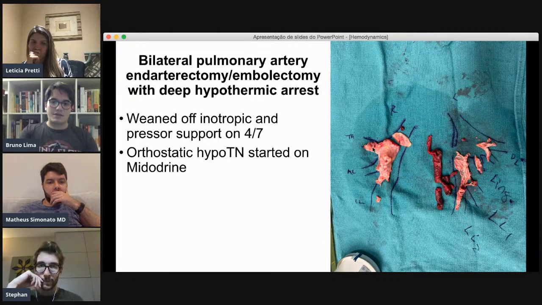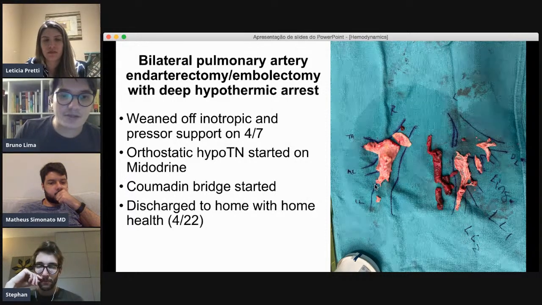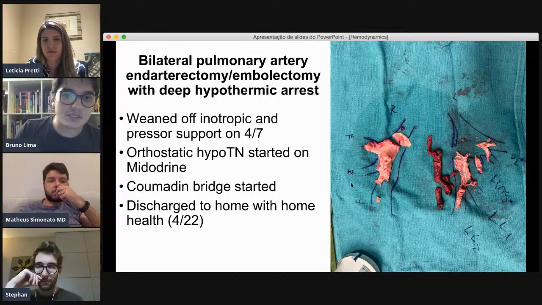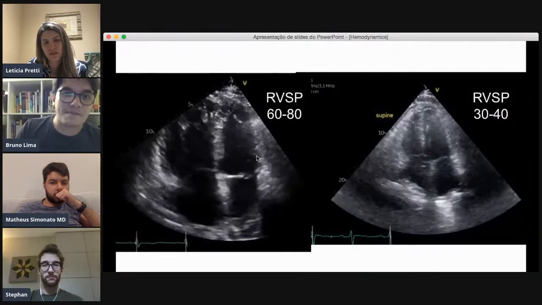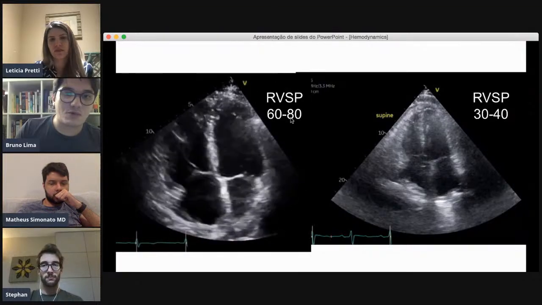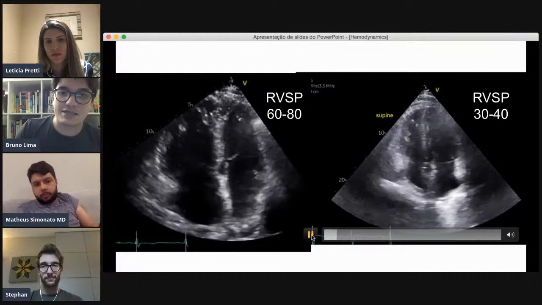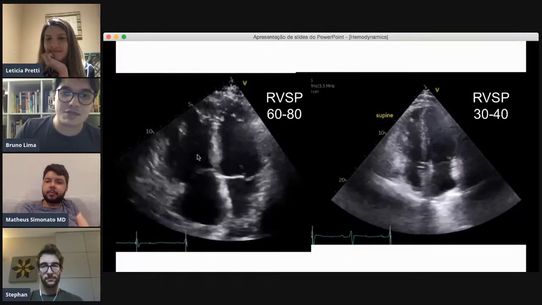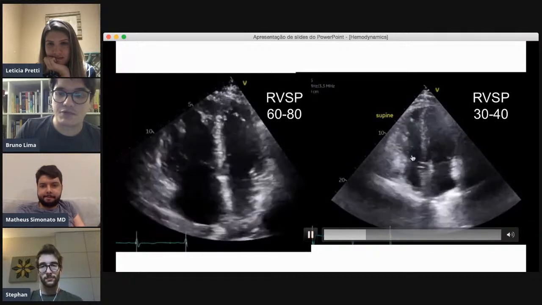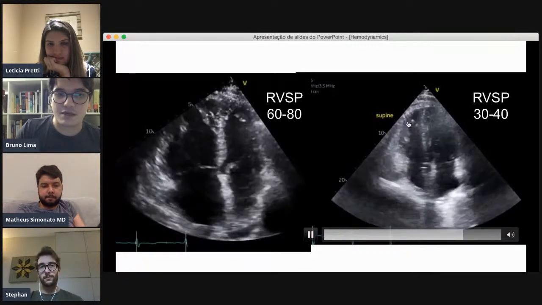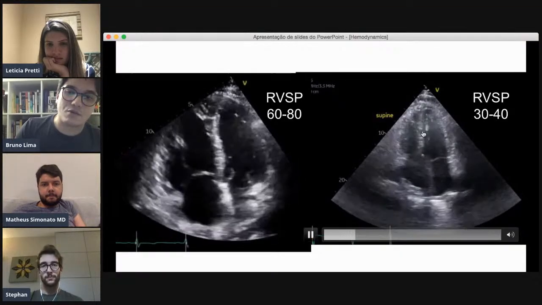That's why, after he got mechanical thrombectomy, he was started on Coumadin and all of that. And this is him before, with RV systolic pressures almost at systemic levels. And this is after he got thrombectomy. See the difference in the right ventricle here. It's remarkably different. Here you can see the RV taking most of the apex, and here it's a more normal looking one.